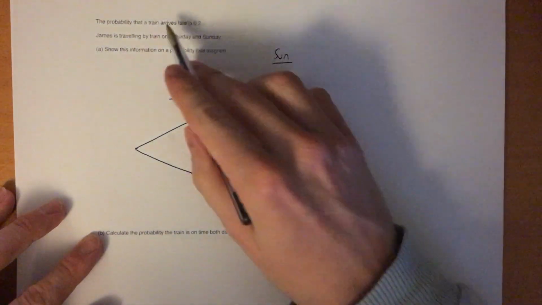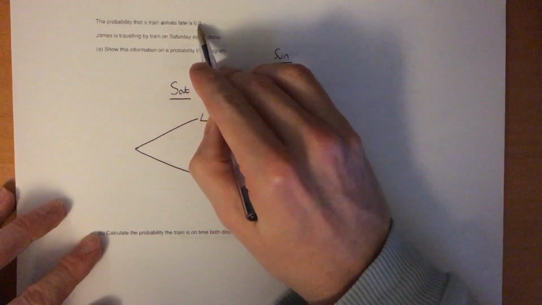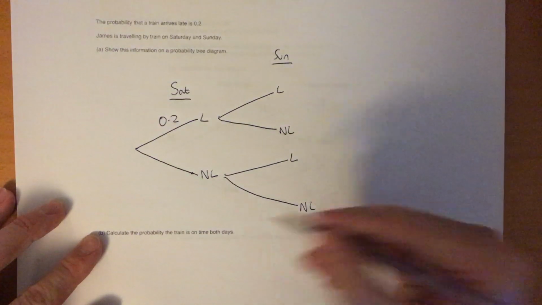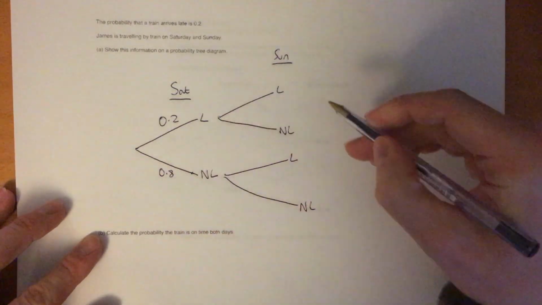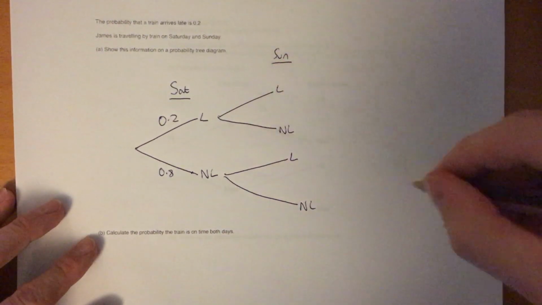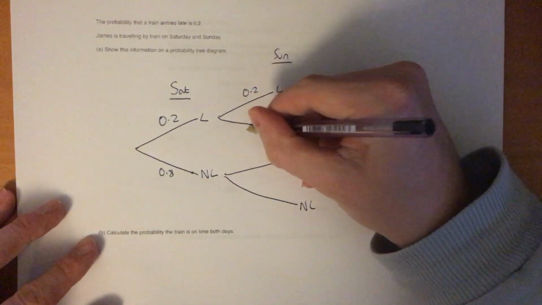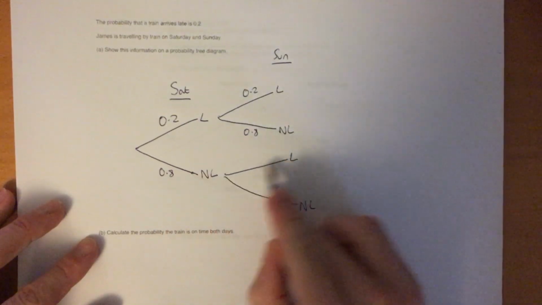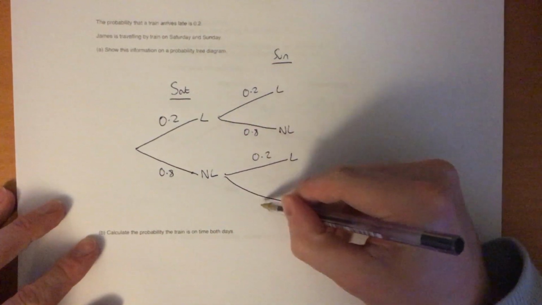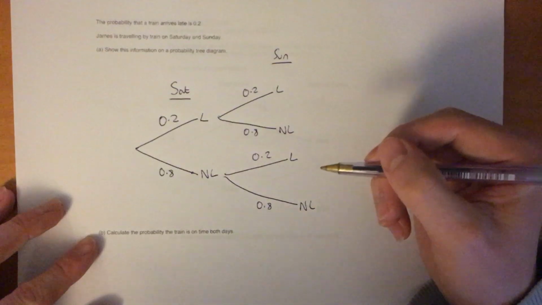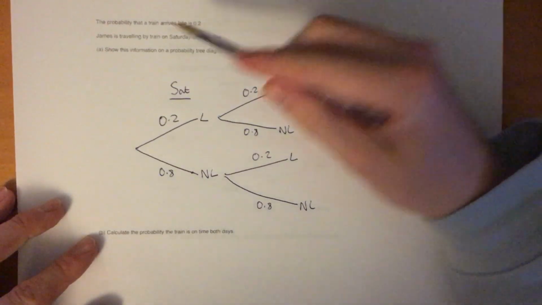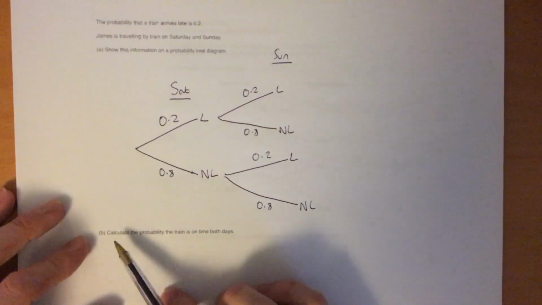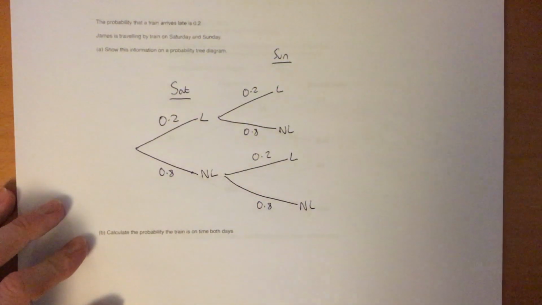Now you know that probability train arrives late is 0.2. And therefore not late must be 0.8. And again, it's the same on Sunday. So it's late is 0.2. So not late must be 0.8. And irrespective of him being not late here, if he's late on Sunday, it's still 0.2. And that is 0.8. So therefore, we've done the first answer. Show that information on the probability tree. We've done that.